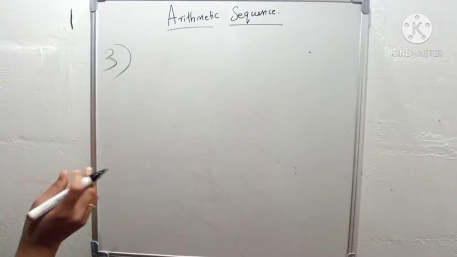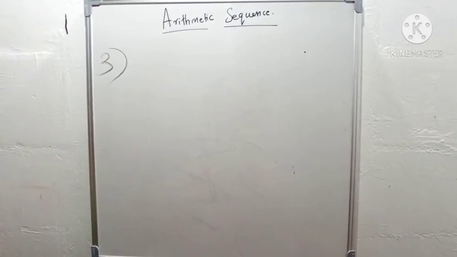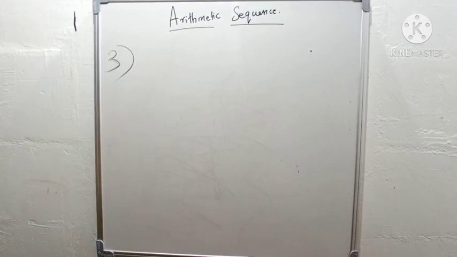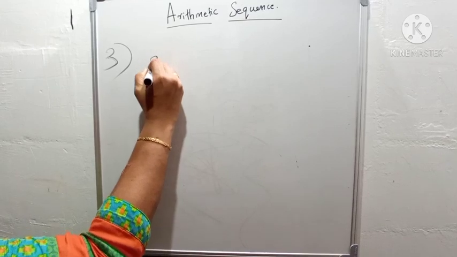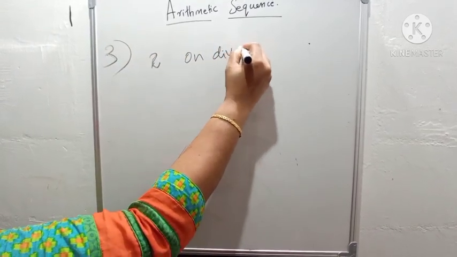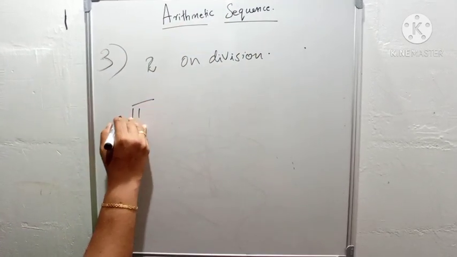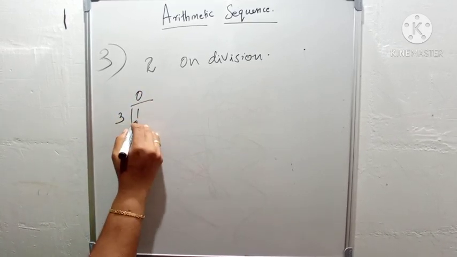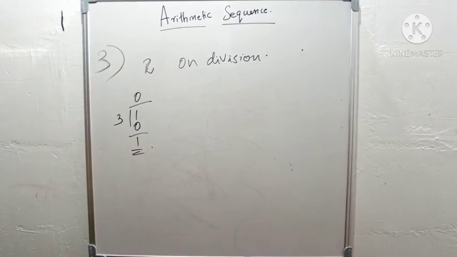Our next question, or the second part of that question, is we need to find a sequence which leaves a remainder 2 on division by 3. Okay, we know that if we divide the first natural number 1 by 3, we get the remainder, what is the remainder? 0 into 3 is equal to 0, so 1 is the remainder. So 1 is not there in that sequence.